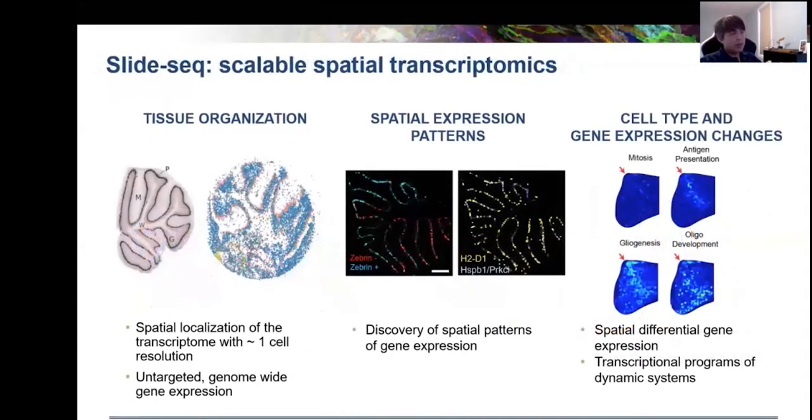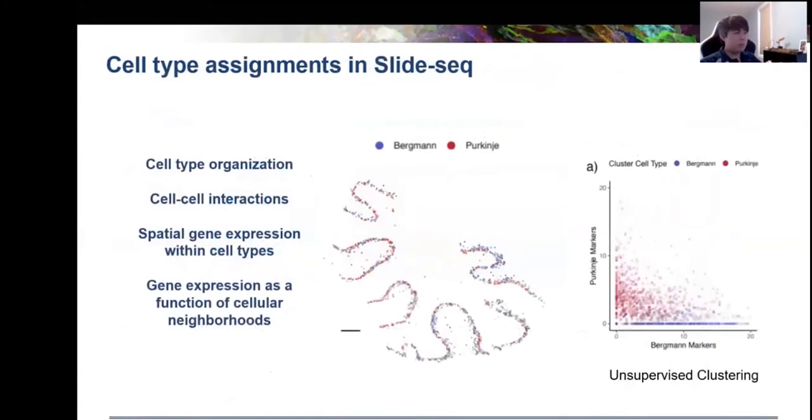In summary, for this part of the talk, I've shown you how Slide-seq provides a platform for scalable spatial transcriptomics, and it allows us to reconstruct the organization of tissues and connect it to molecular cell types. We can also use it to discover new patterns of spatial variation within cell types. And it allows us to discover and visualize gene expression changes in both pathology and development, where there are very dynamic processes.